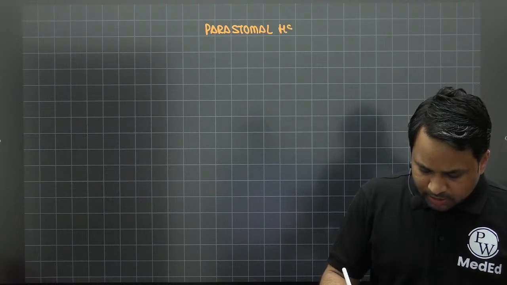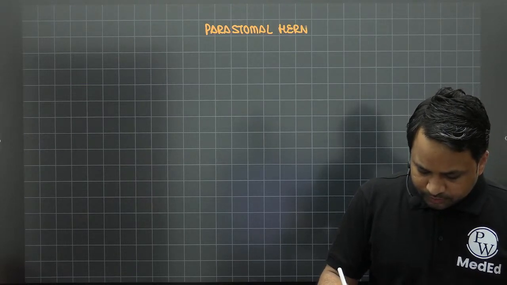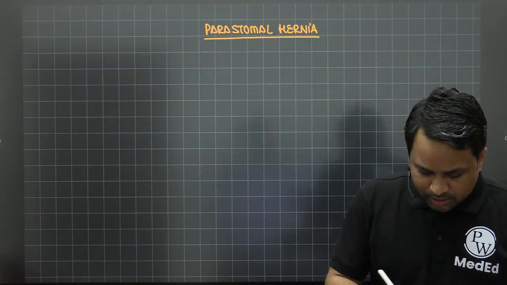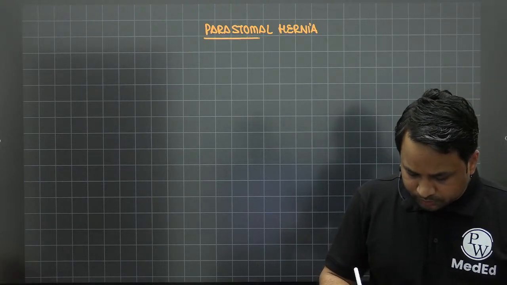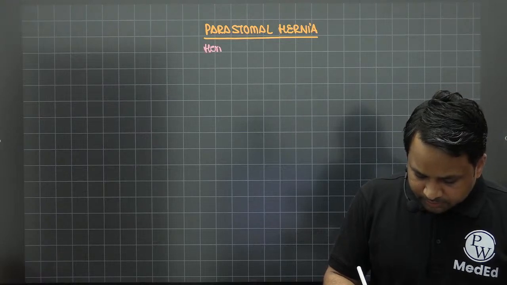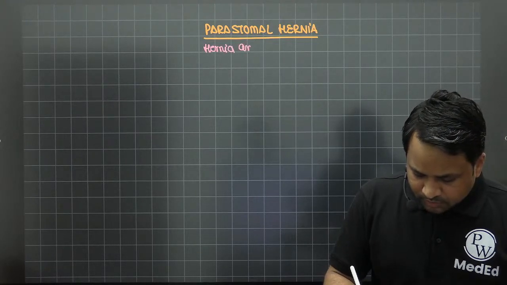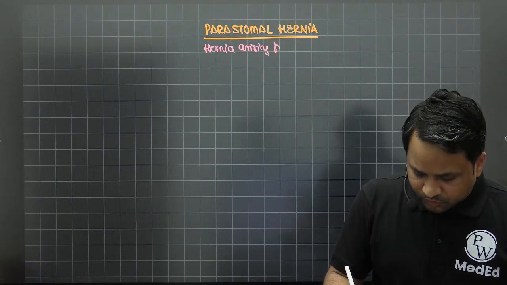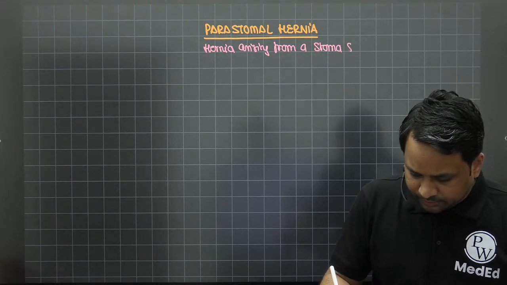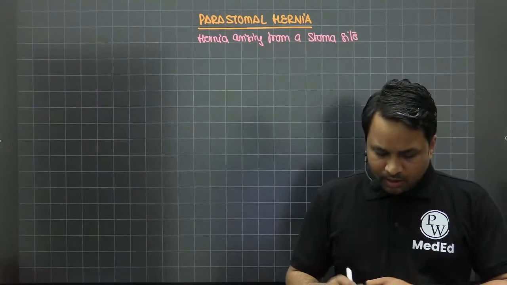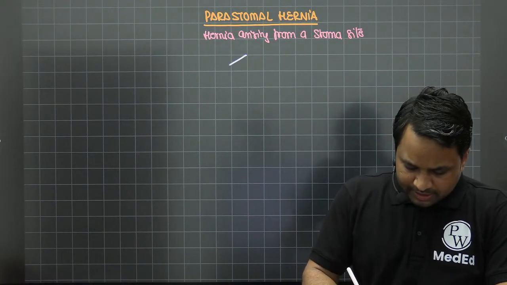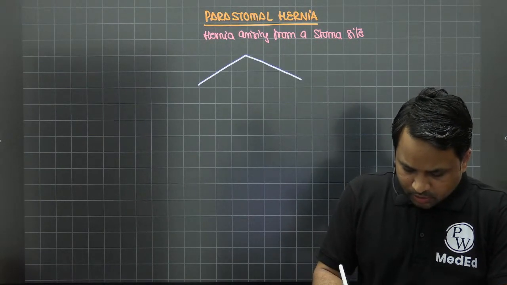Parastomal hernias. Now, parastomal hernia is a hernia around a stoma. So we define this as hernia arising from a stoma site. Now, we'll be dealing with a great bit of detail when you talk about the GIT, about the stomas. So this is how we're going to talk about it.